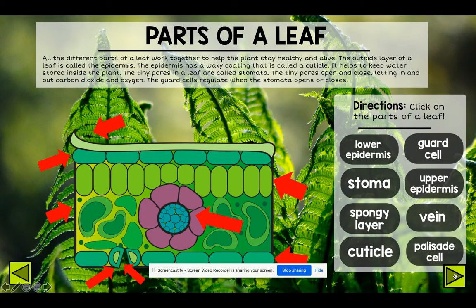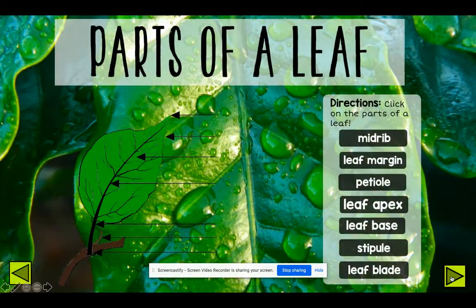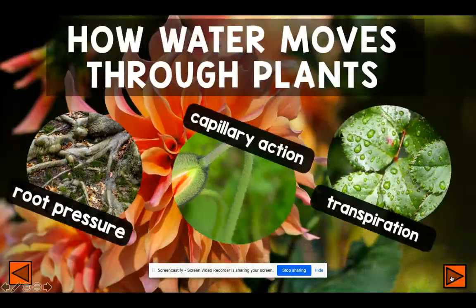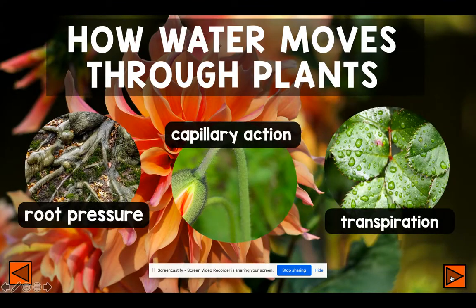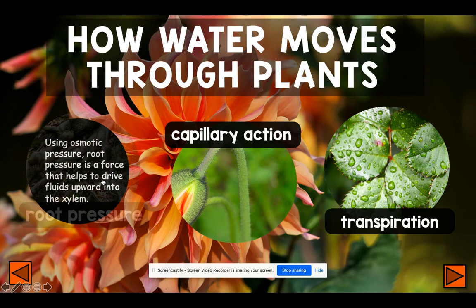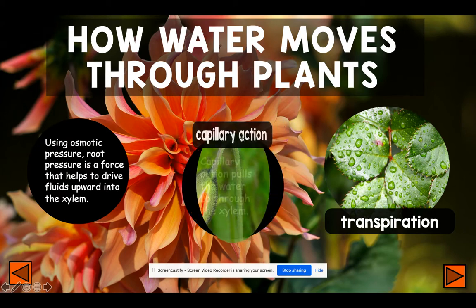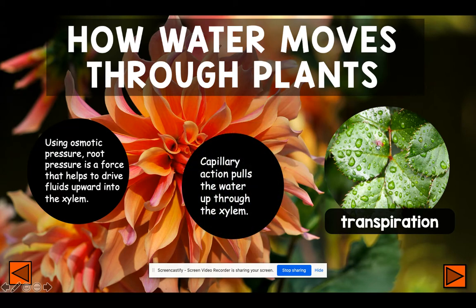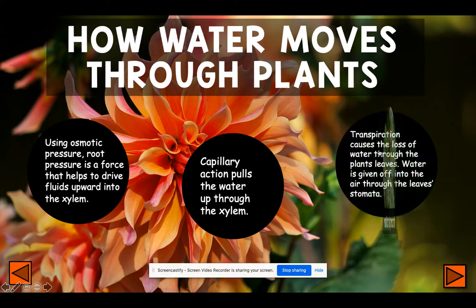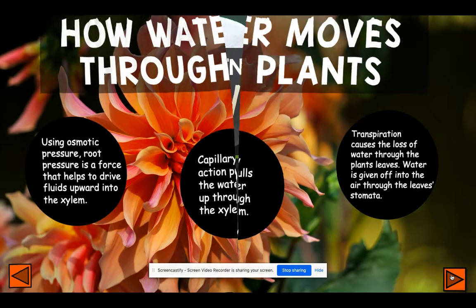Parts of a leaf here is showing you all the different parts. And the arrows are indicating the direction the energy is going. So how water moves through these plants are three different processes: root pressure, capillary action, and behind is the definition, and transpiration. So again, you can pause and pay attention to the different definitions as well.